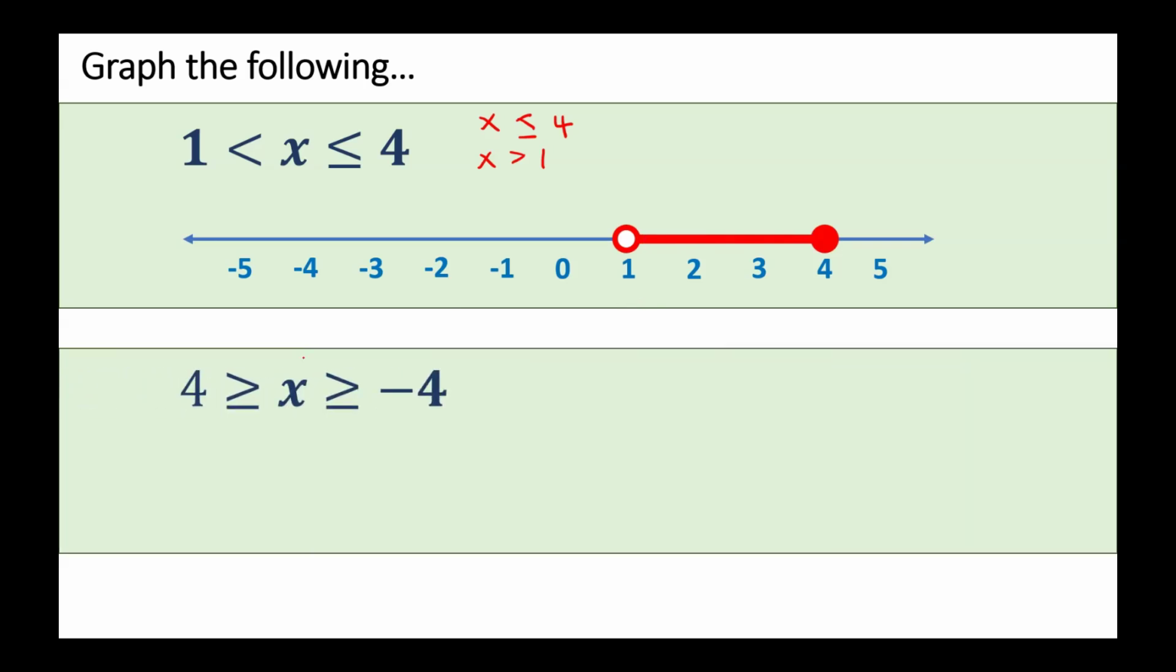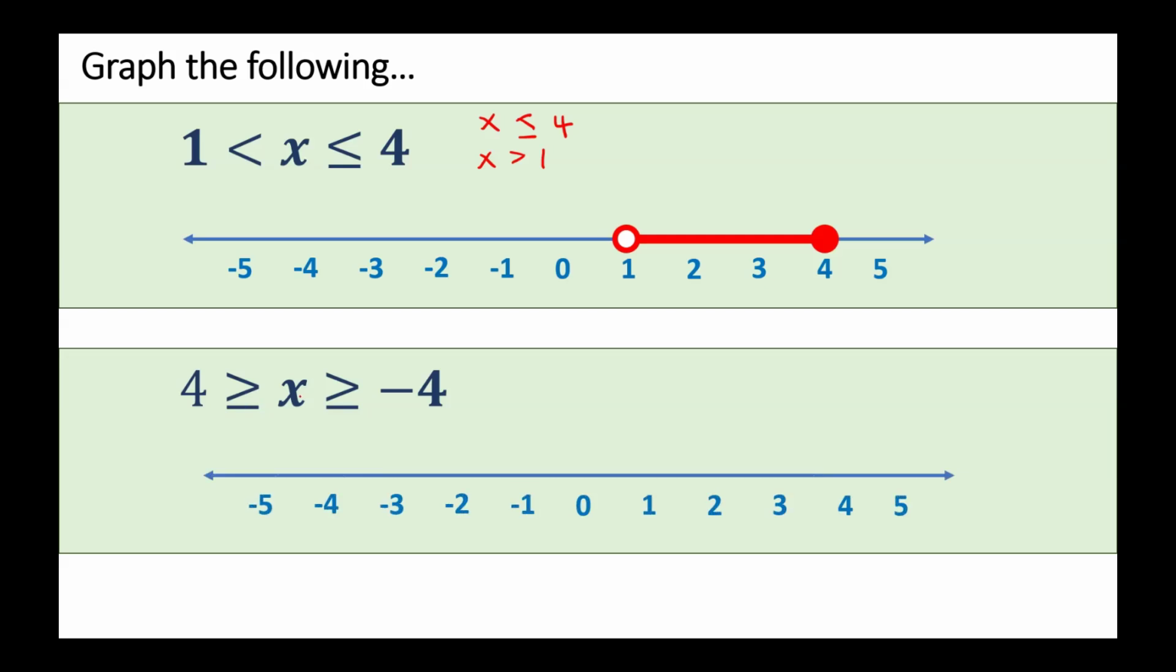Now for the next one, x is greater than or equal to negative 4. And I also have x being less than or equal to 4. And both of these are equal to as well. So I can draw two fully shaded dots. And if I'm greater than negative 4, I go this way. But if I'm less than 4, I go the opposite way. So my value should be in between. So that's how you would graph and draw this on a number line.